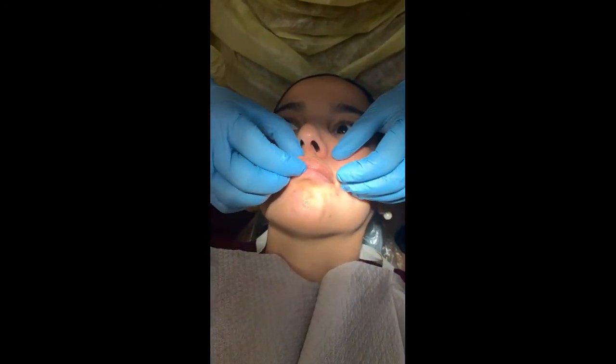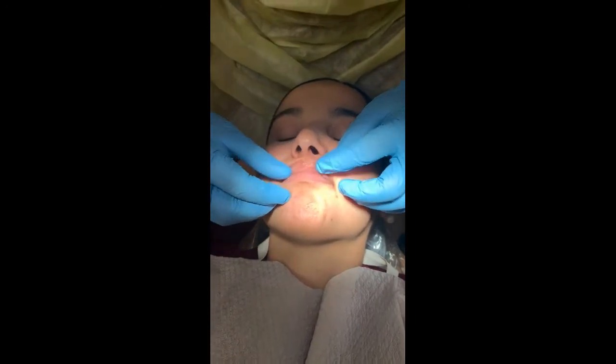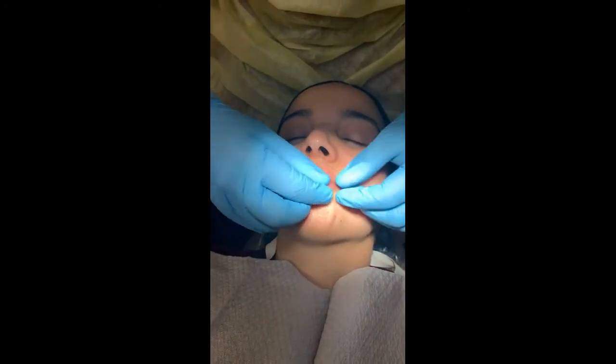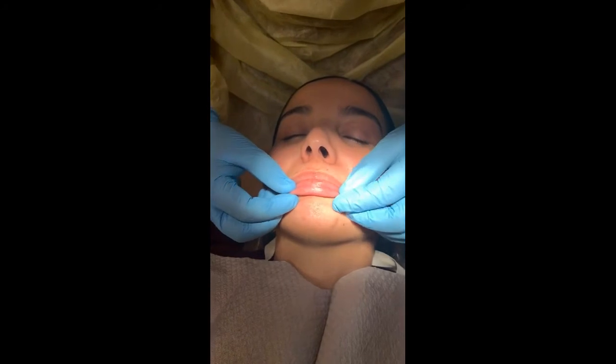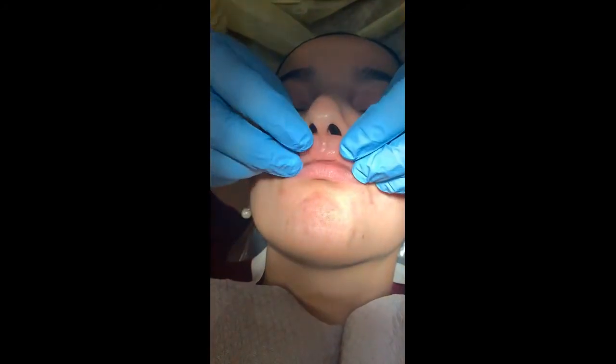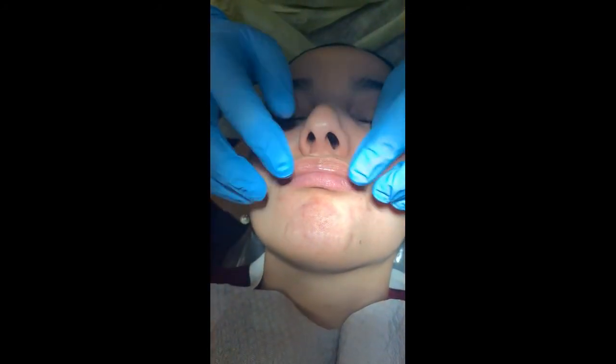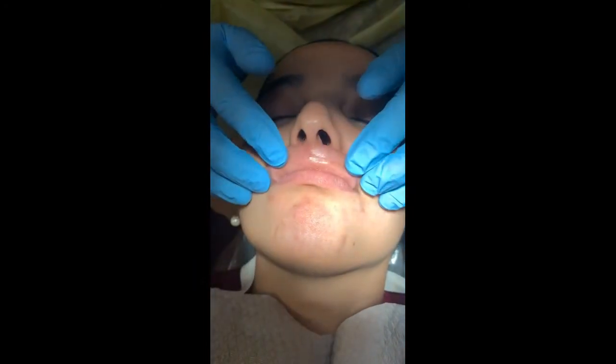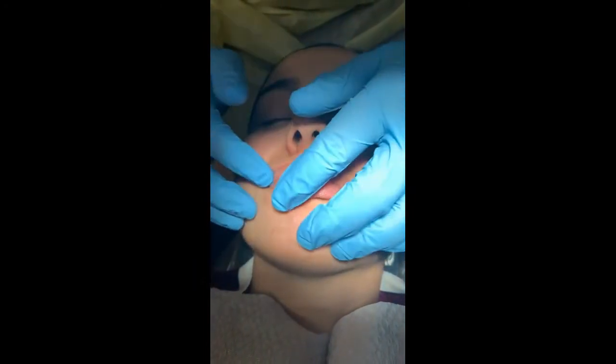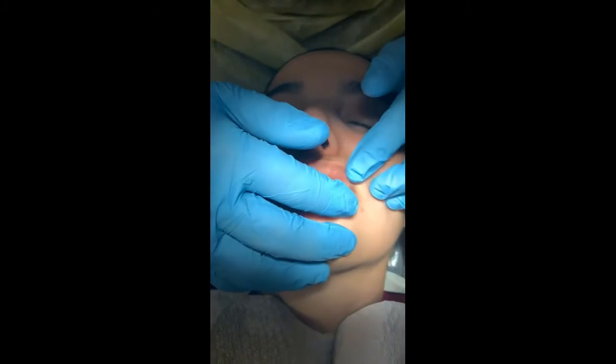Moving on to the lips, we check the color, texture, size, blisters, ulcers, and lesions. We use 2 fingers to feel the lips. Healthy lips should be smooth, lubricated, and soft. Outgrowth, hardness, or bumps must be observed.